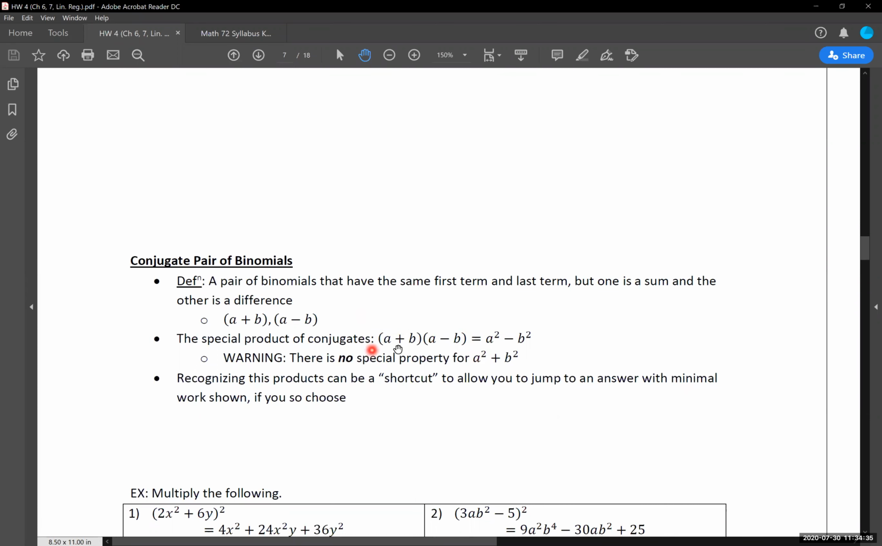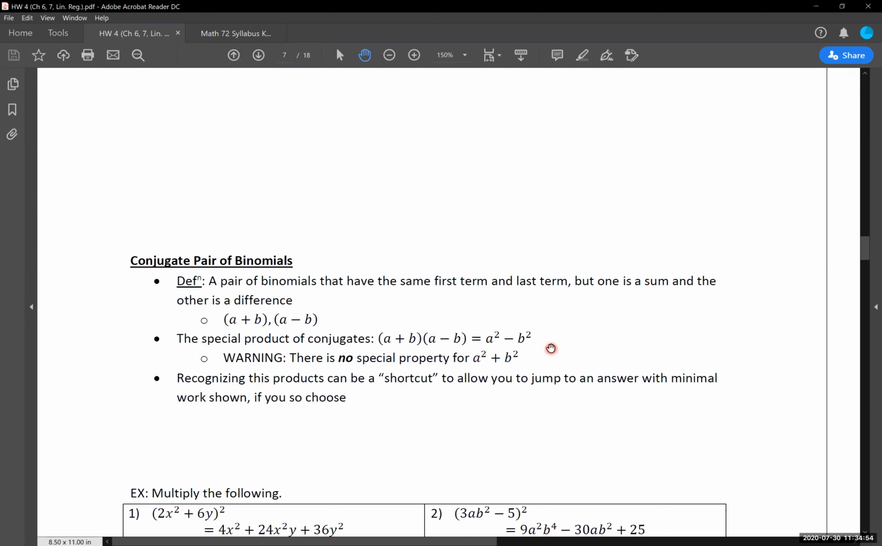This is also an extraordinarily important one to have memorized going into Math 97 when we get into factoring. Very handy to have there. So we have this very special property of the multiplication of two conjugate pairs of binomials multiplying together here.